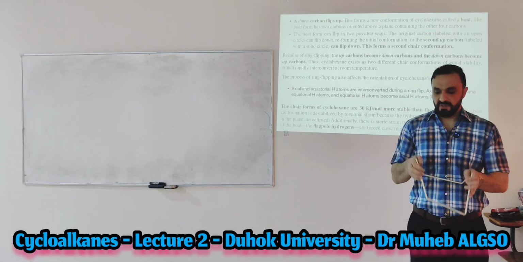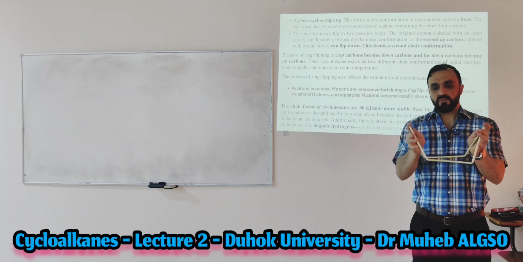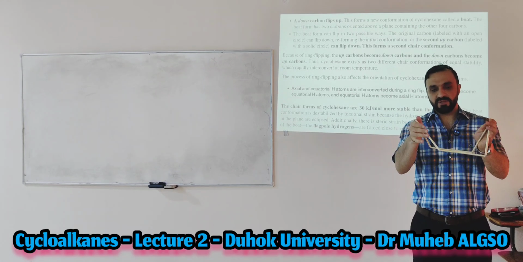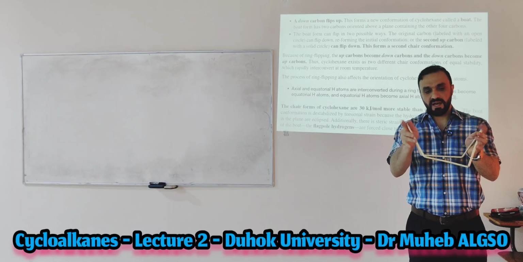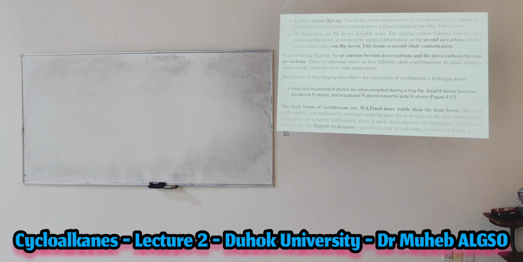Look, he talked about these two carbons, carbon number 1 and carbon number 2. Both of them are up relative to the other four carbon atoms. The boat form can flip in two possible ways. The original up carbon, labeled with the open circle, can be flipped down, reforming the initial conformation, or the second up carbon, labeled with the solid circle, can be flipped.